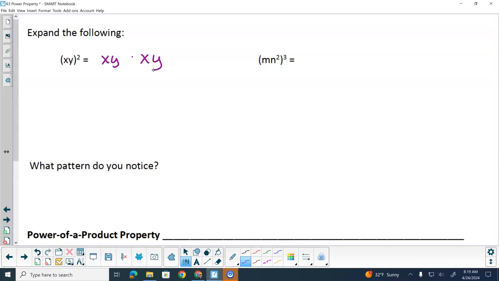Which, Chloe, that's x times y times x times y, right? Okay, so how many x's do I have? 2 of them. So that's going to be x squared. How many y's do I have? 2. So that's going to be y squared. Right?